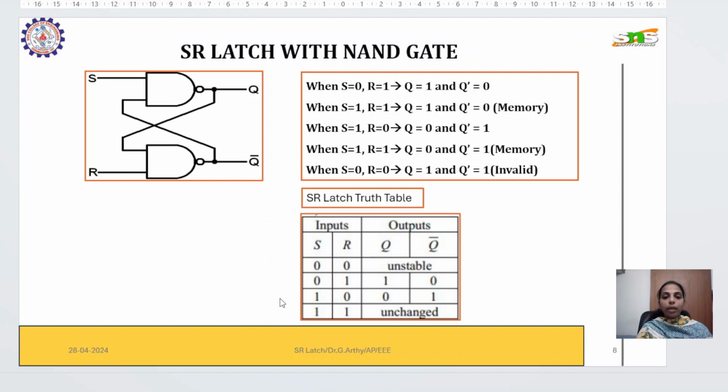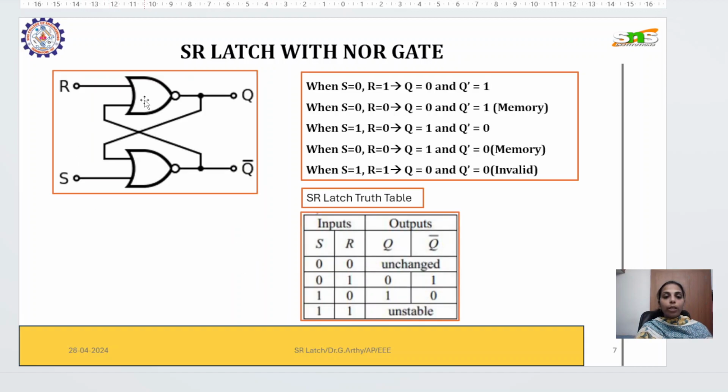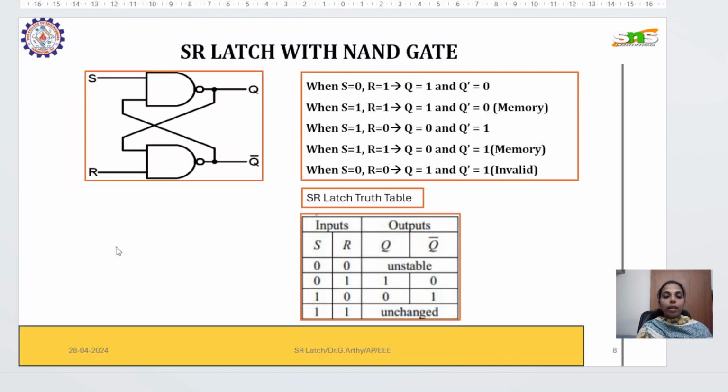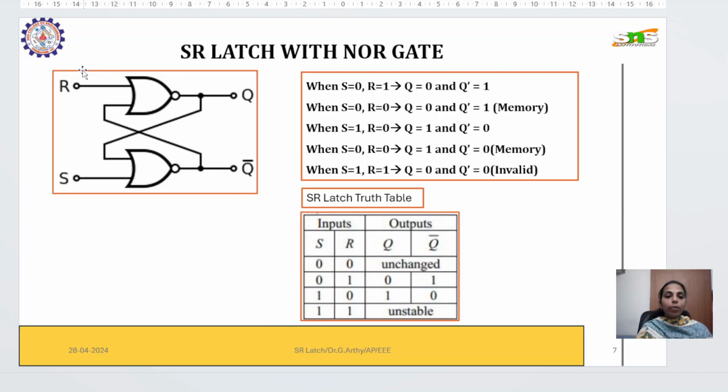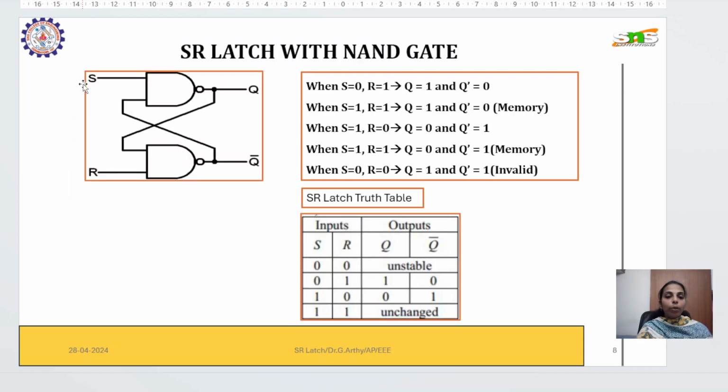So in the previous case, we have seen SR latch with NOR gate. This is SR latch with NAND gate. Here we have a slight difference in the circuit. When we consider SR latch with NOR gate, for the first NOR we have given R, and for the second NOR, we have given S. In the case of NAND gate, here we will give S and here we will give R. So see, the outputs also will be interchanged.